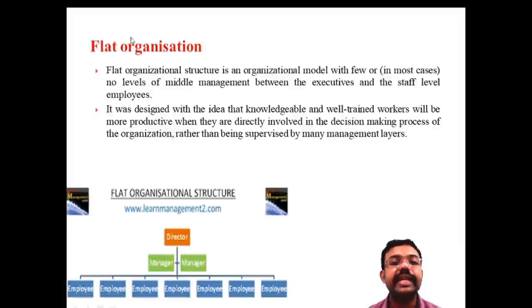It was designed on the idea that knowledgeable and well-trained workers will be more productive when they are directly involved in the decision-making process. This is an objective. The director is appointing a manager, and the person appointed must be well-trained and more productive when directing the activities of the organization. So that is the advantage, the strength, of the flat organization. That means no importance is given to the middle level managers; there are only fewer or no levels of middle level management between the different levels. This type of organization is known as the flat organization.